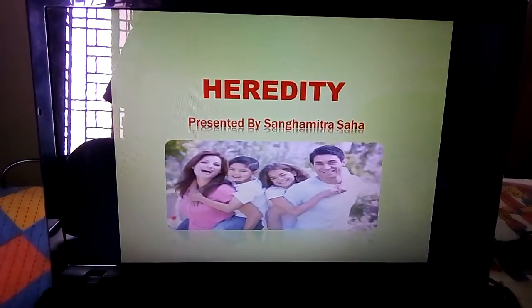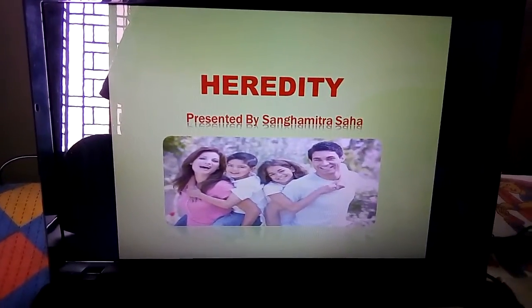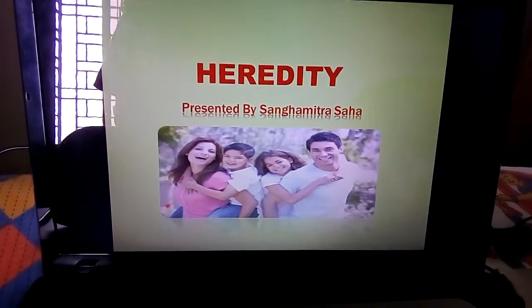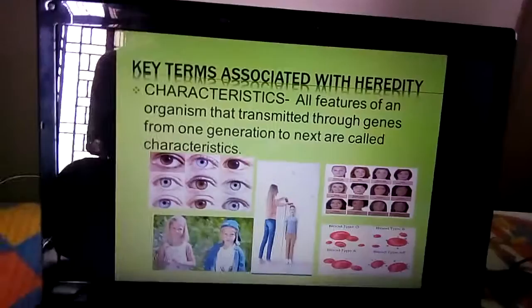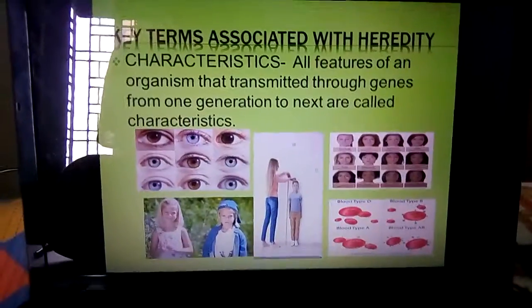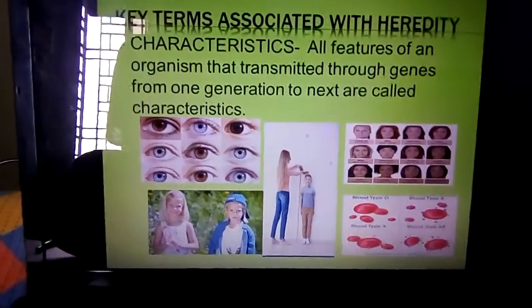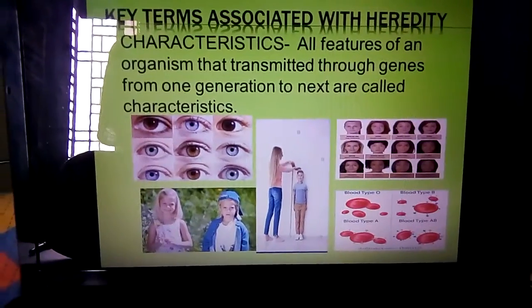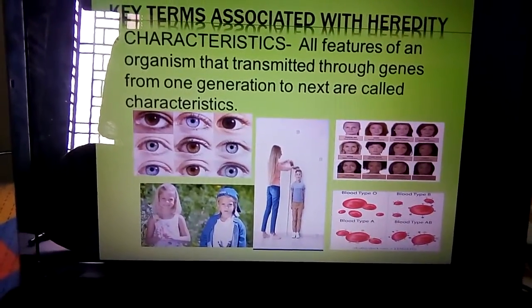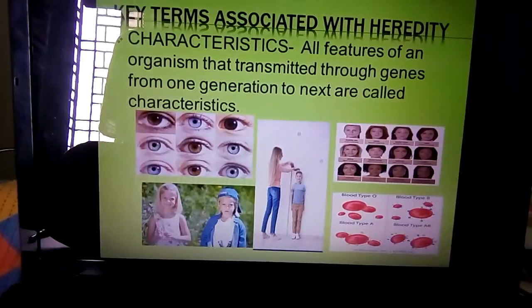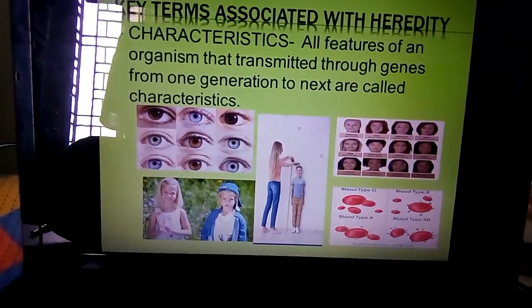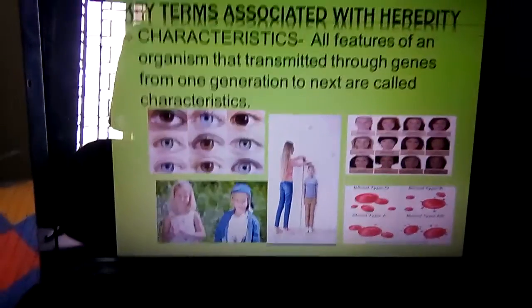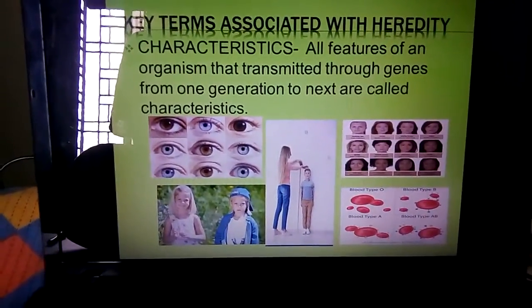Today we're going to know about some key terms associated with heredity. First, we know what characteristics are. All features of an organism that are transmitted through genes from one generation to the next are called characteristics. For example, eye color, height, gender, skin color and blood group. These are all characteristics.